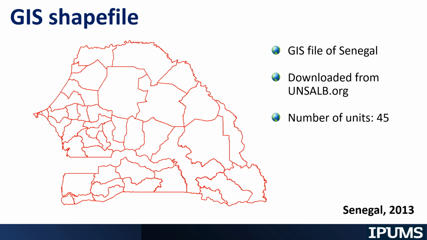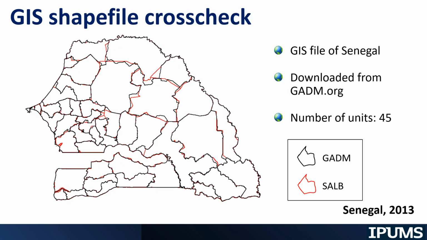Coming back to our GIS shapefiles, here is a GIS shapefile that we downloaded from UN SALB. We downloaded 45 units, which exactly matched with the microdata file that we had. The file looked exactly like what we wanted and what matched our data set. Now, in IPUMS world, we always do a cross check. We download files from another source, if there is another source, of course, and cross check the two files together.